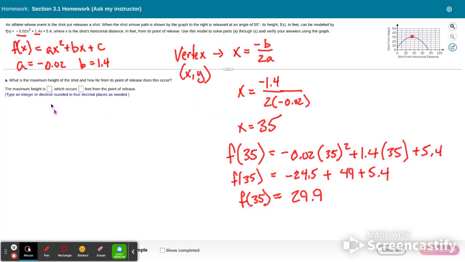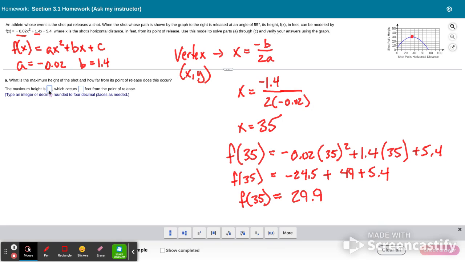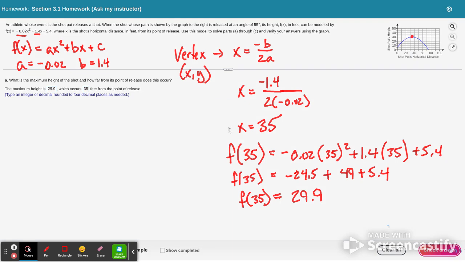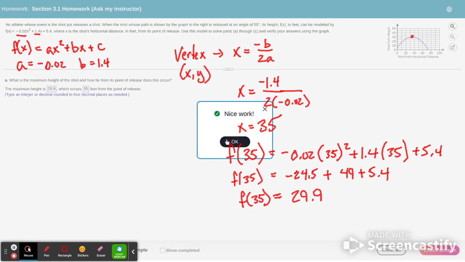So close that out. What they're asking is, what's the maximum height? So we're going to say 29.9. Oh, wait. Type an integer or a decimal rounded to 4 decimal places. Okay, we're good. And then our feet, we said, was 35. So that's our shot put's distance from the release. So 35 feet from the release, it will be at 29.9 feet in elevation. We check that. Nice work.